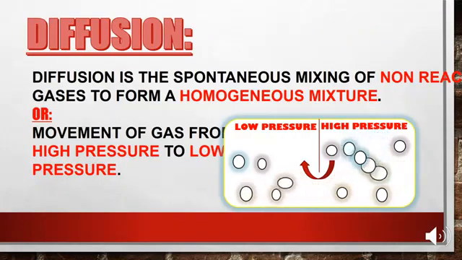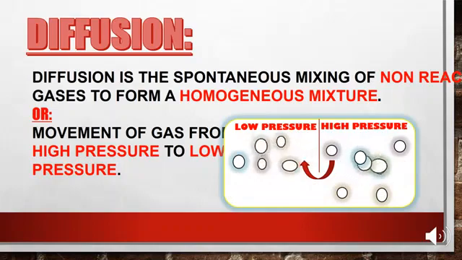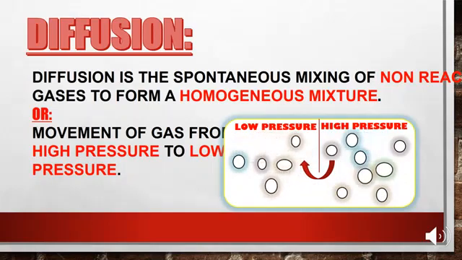So what is diffusion? As you can see here in the diagram, the container has two portions, a low pressure region and a high pressure region. The low pressure region has fewer gas molecules and the high pressure region has more gas molecules. The gas molecules start moving from the high pressure region towards the low pressure region to form a homogeneous mixture, and this process is called diffusion.